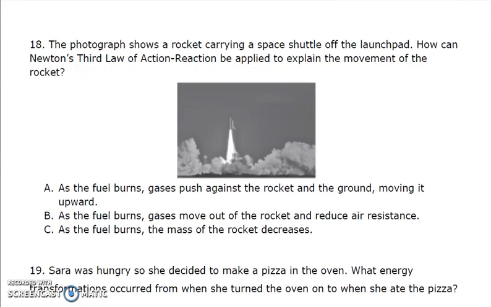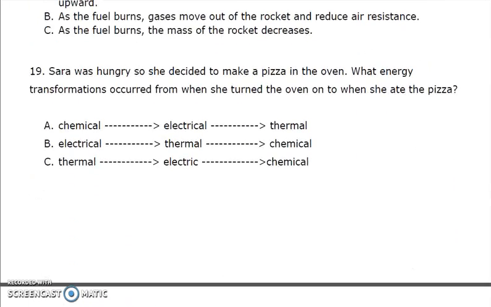Number 18. The photograph shows a rocket carrying a space shuttle off the launch pad. How can Newton's third law of action-reaction be applied to explain the movement of the rocket? A. As the fuel burns, gases push against the rocket and the ground, moving it upward. B. As the fuel burns, gases move out of the rocket and reduce air resistance. C. As the fuel burns, the mass of the rocket decreases.